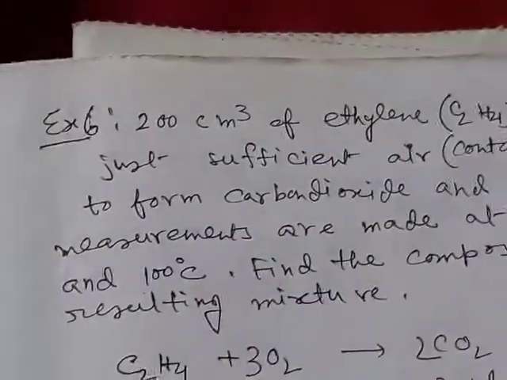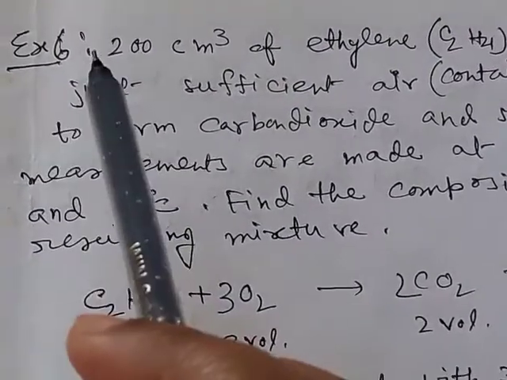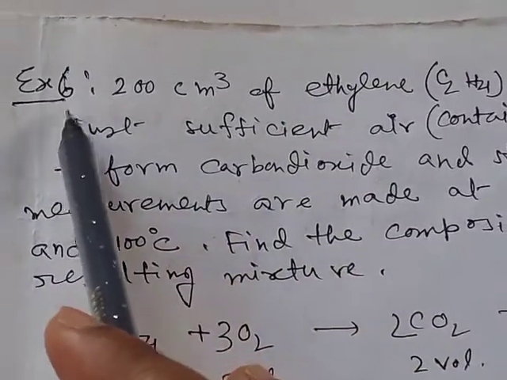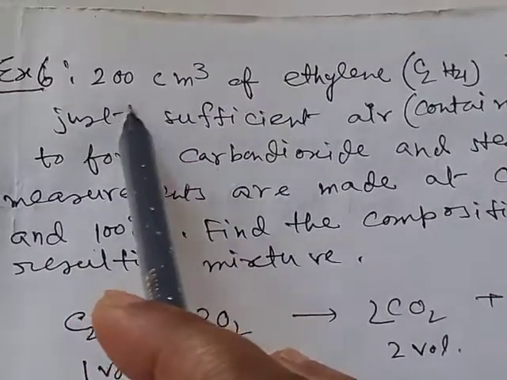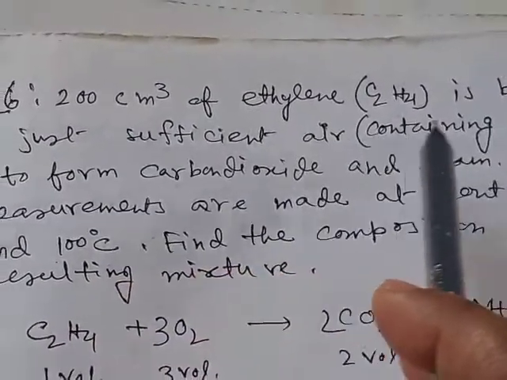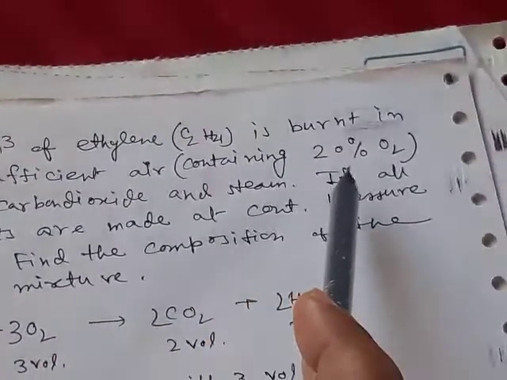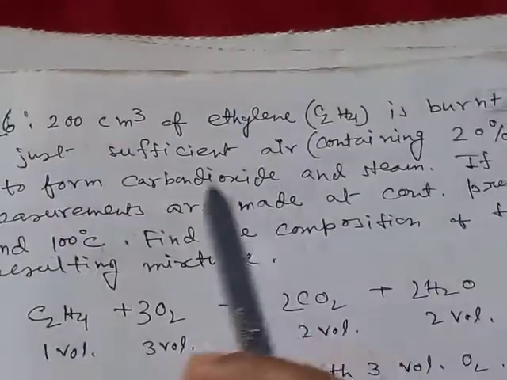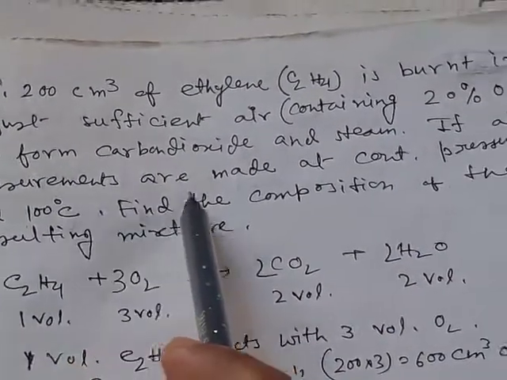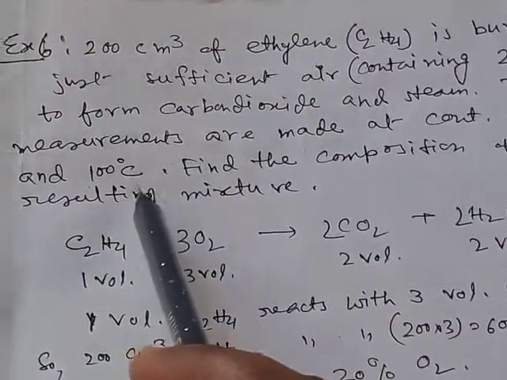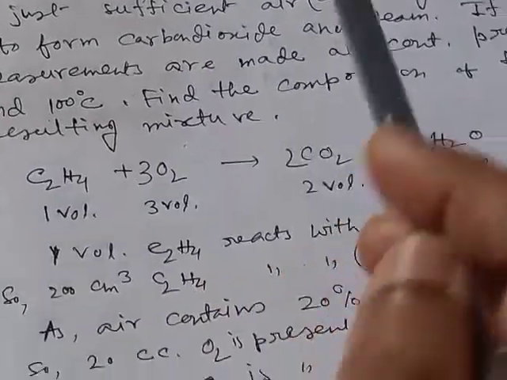Now there are different problems based on Gay-Lussac's law. This is the problem of example 6 from your book. 200 cc of ethylene is burned in just sufficient air containing 20% oxygen to form carbon dioxide and steam. Measurements are made at constant pressure and 100 degrees. Find the composition of the resulting mixture.